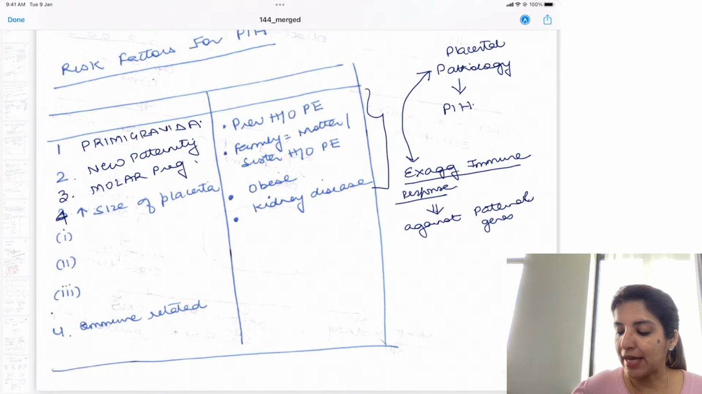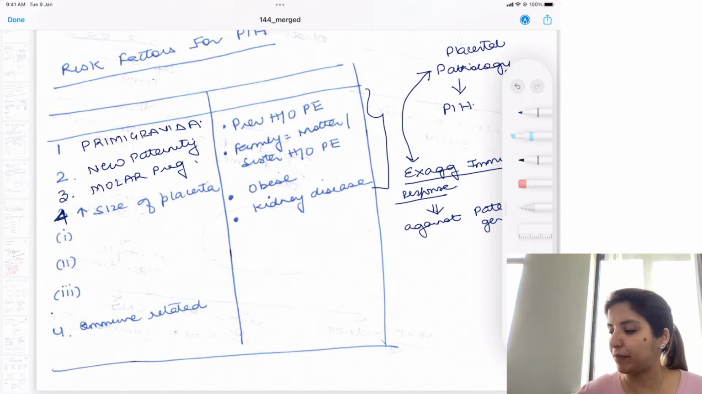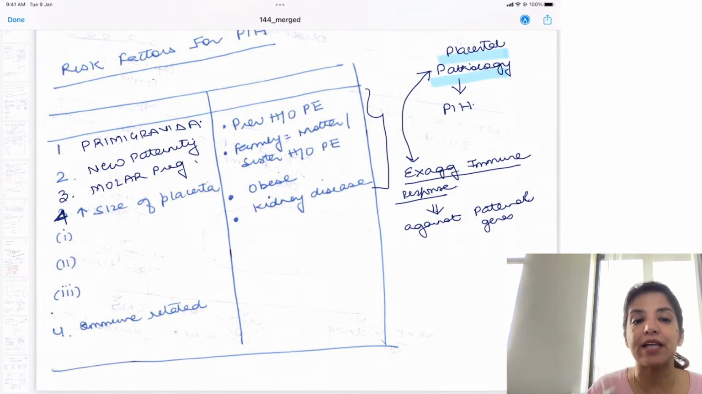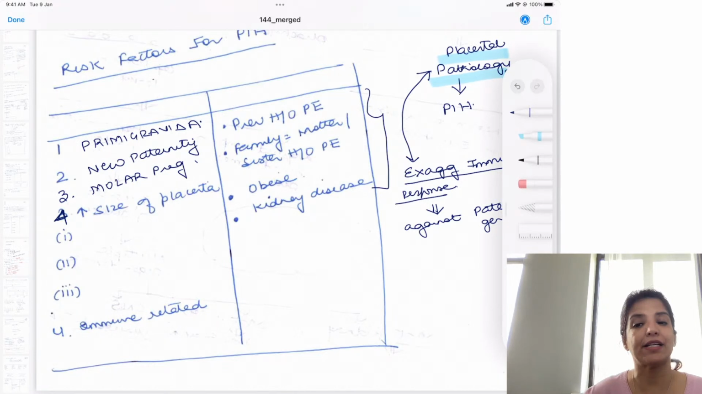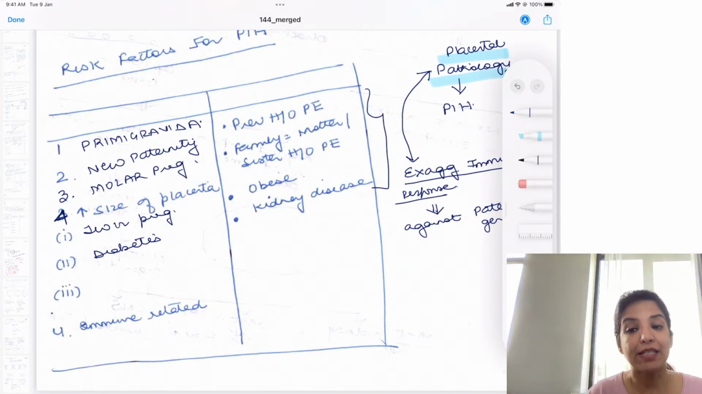Number 4. As I told you that PIH is happening due to placental pathology. So if the size of the placenta increases, again the chances of PIH are increased. Right? And when does the size of the placenta increase? Placenta size increases in twin pregnancy. Placenta size increases in diabetes. Placenta size increases in RH incompatibility.